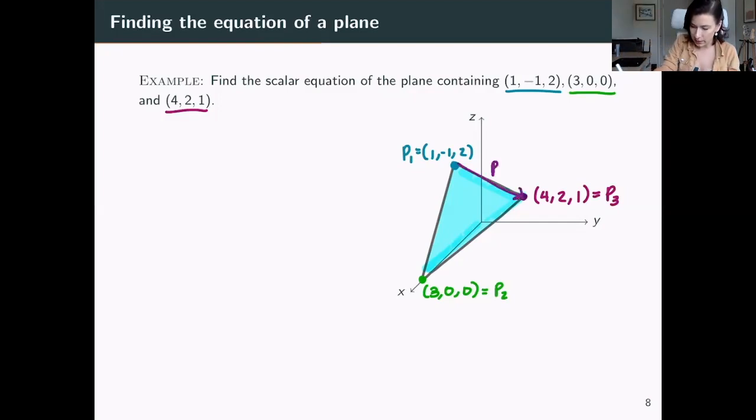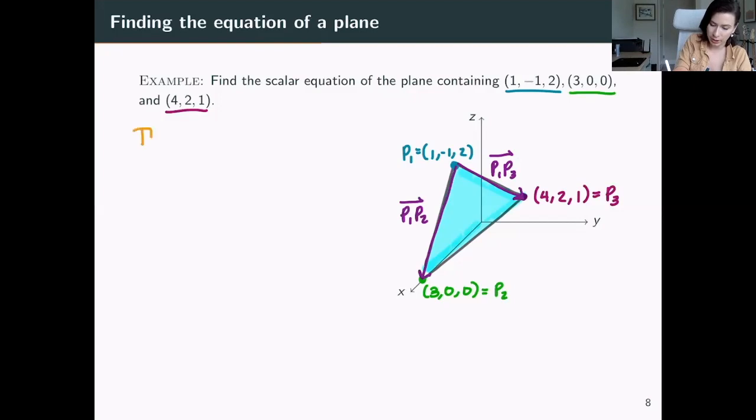So we could call this P1, P3. And we could also look at the vector that connects P1 to P2. So the vector that connects P1 to P2, that is another vector. The normal vector n, wherever it may be, we know is going to be perpendicular to both P1, P2 and P1, P3. Let's write that down.